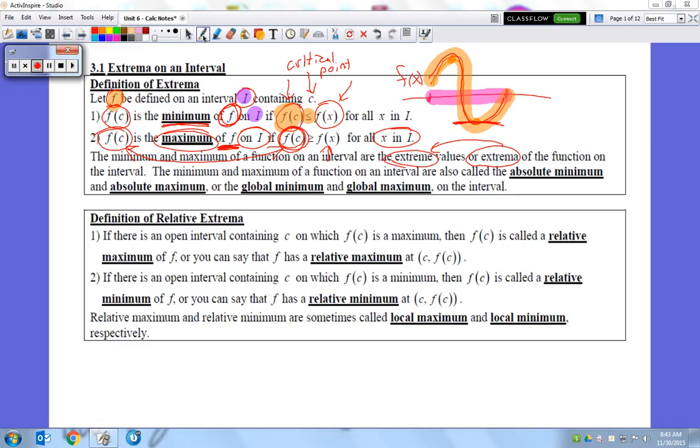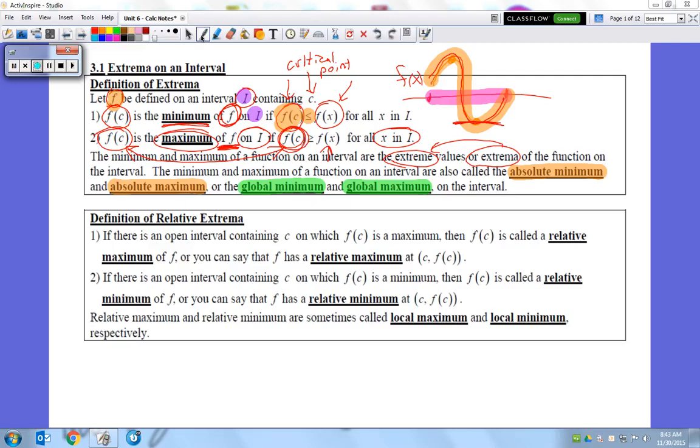The minimum and maximum of a function on an interval are also called the absolute max and absolute min. Otherwise we can also call them a global minimum or a global max, with absolute and global being synonymous, meaning the same thing.